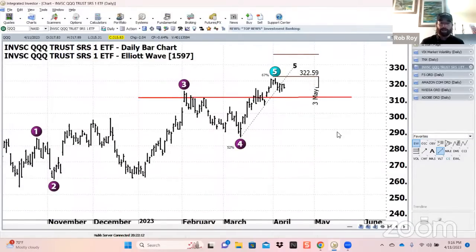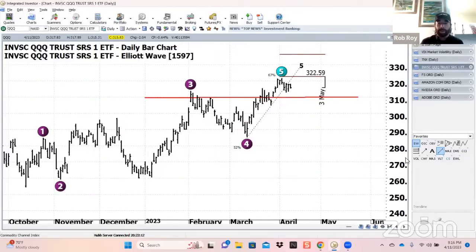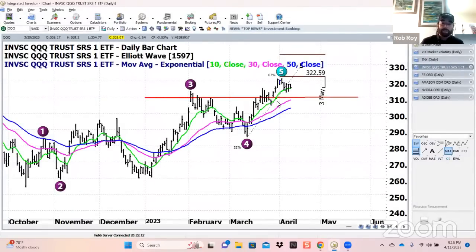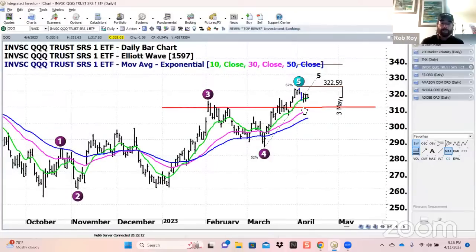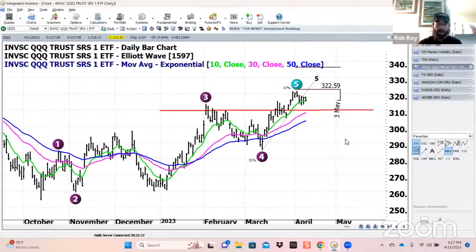It breaks below 310, then you have to reevaluate and change things. But unless that occurs, you stay long the Qs. So we're above the 10-day moving average. We have held that area at 310, which was also right at the wave 3 high. Pretty constructive looking chart there on the Qs.